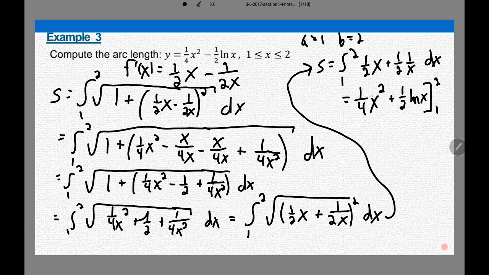I get 1/4 of 2 squared, which is going to be 1. And remember, I said I have the 1, so I've got to do 1 minus 1/4, so that's 3/4. And then I plug in the natural log of 2. I can't do that, so I plus 1/2 natural log of 2. And that's my final answer.